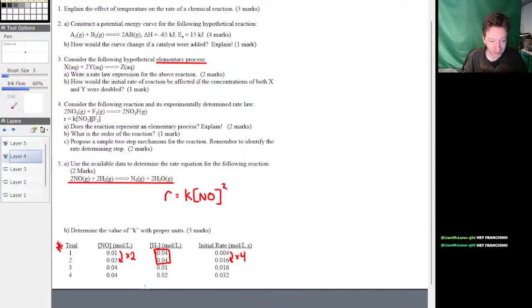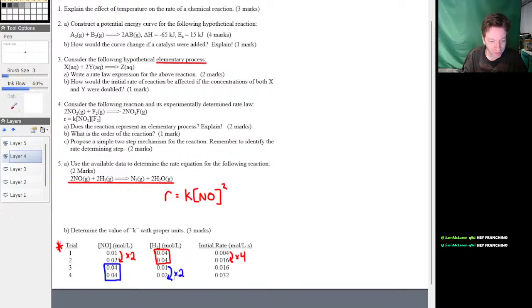Now let's look at what happens when the concentration of hydrogen changes. To figure that out, we need to first look at where the concentration of nitric oxide remains constant. This is important because you want to make sure that the rate is changing due to the change of concentration in hydrogen. If both the concentrations of hydrogen and nitric oxide are changing, you don't know what it's due to. So when nitric oxide is constant, hydrogen is changing from 1 to 2, so it's doubling.